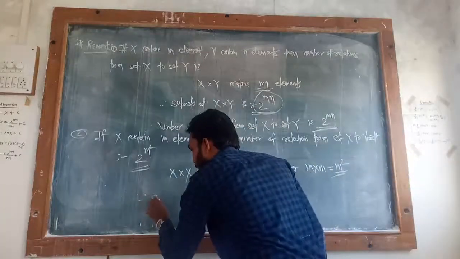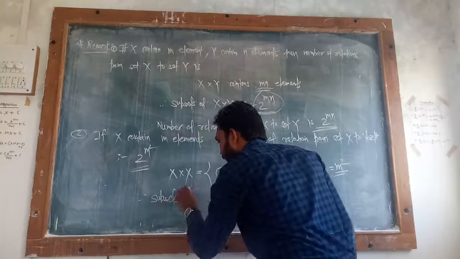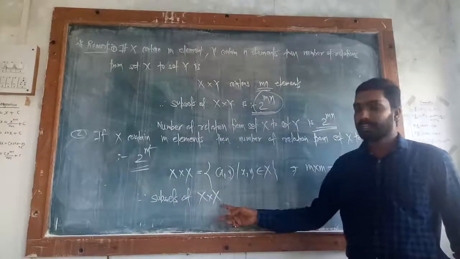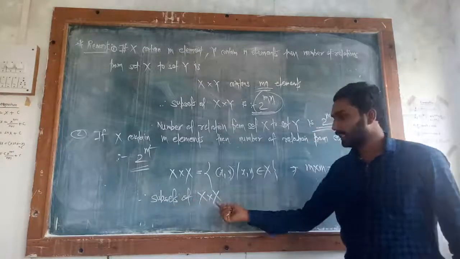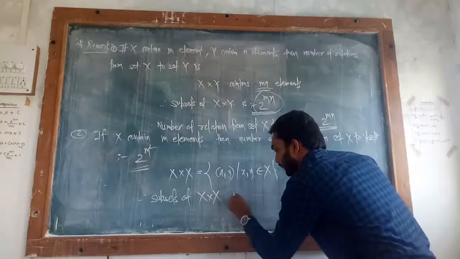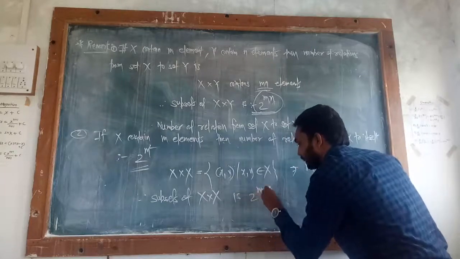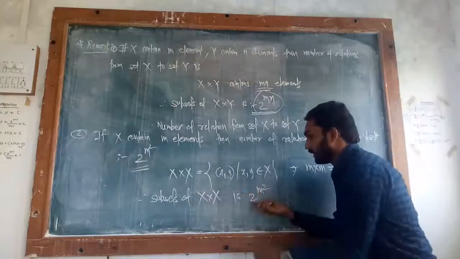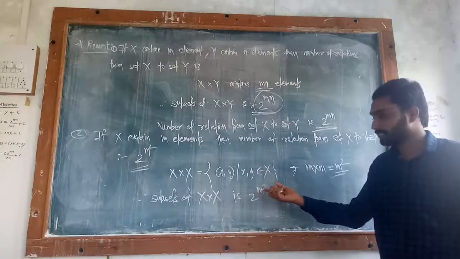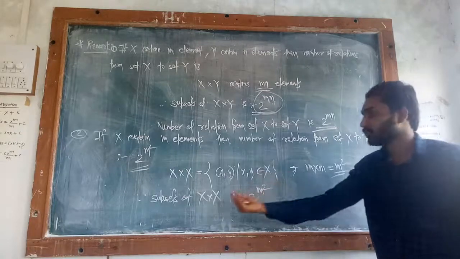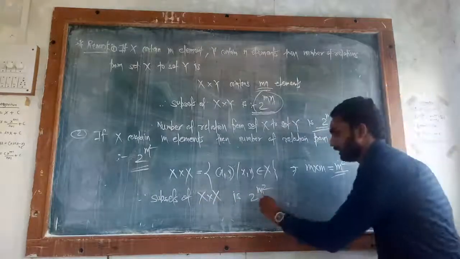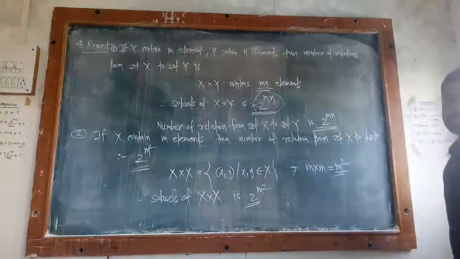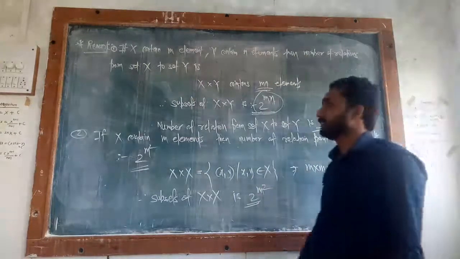So therefore subsets of X cross X, that is the relation from X to X. It becomes the collection of all subsets of X cross X. How many subsets of X cross X? How many elements? That is m square elements. Then how many subsets? That is 2 raised to the number of elements. The cardinality of X cross X is m square. So the number of subsets of X cross X is 2 raised to m square. Therefore, the number of relations from set X to X is 2 raised to m square. Okay? It is so easy.